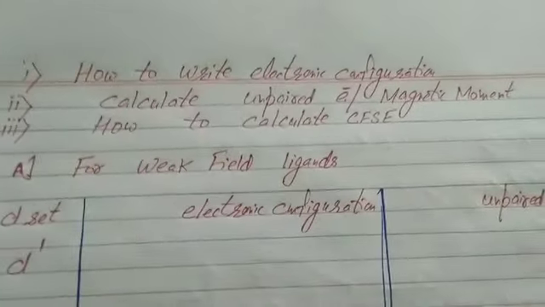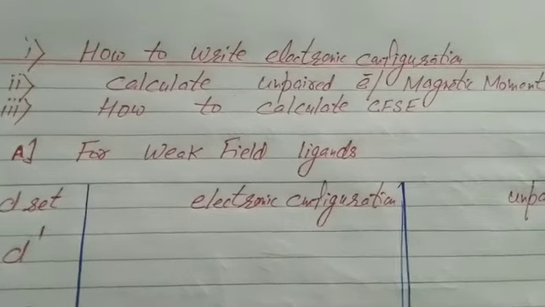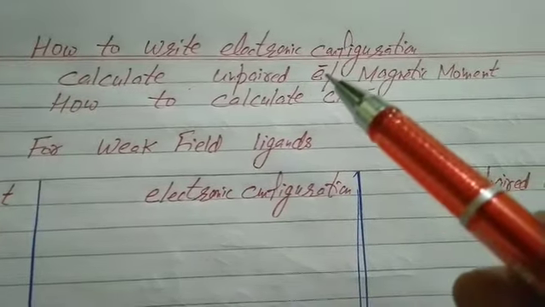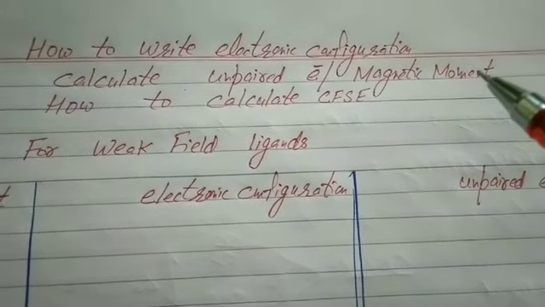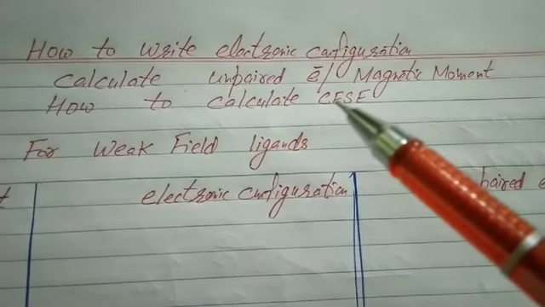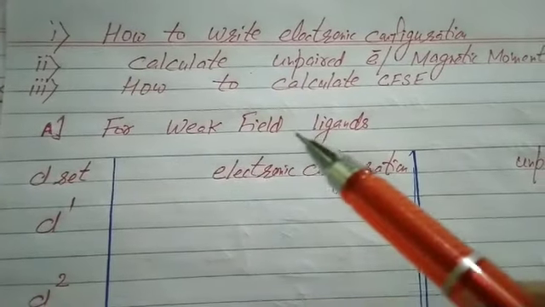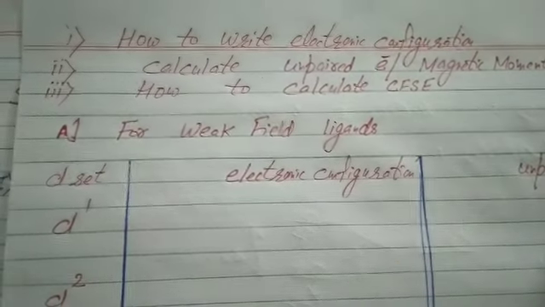Now students, I am going to tell you the super trick: how to write the electronic configuration of a complex, how to find unpaired electrons or magnetic moment, and how to calculate CFSE, crystal field splitting energy. At first, for weak field ligands, students, that's the diagram.